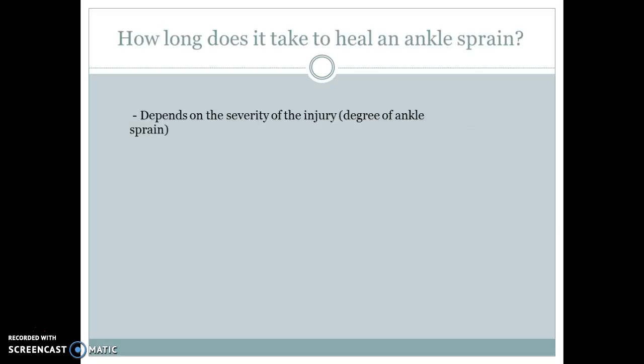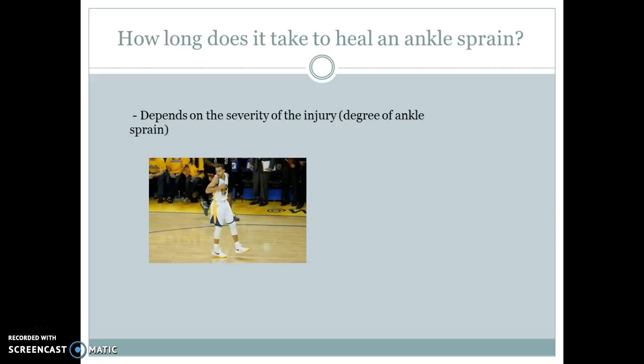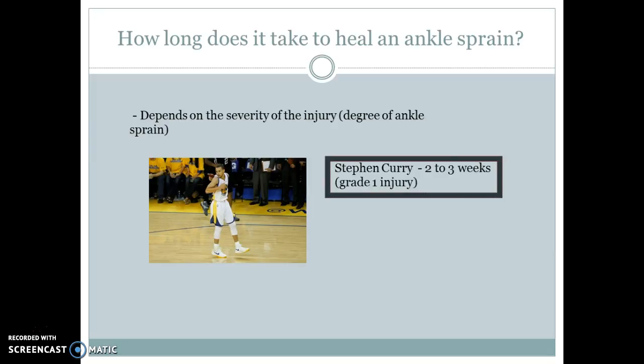How long does it take to heal an ankle sprain? It really depends on the severity of the injury. It depends on how bad your injury is, which I will demonstrate and explain through injuries in sports, and I will use examples on players. The first, 2016 NBA League MVP, Mr. Stephen Curry.